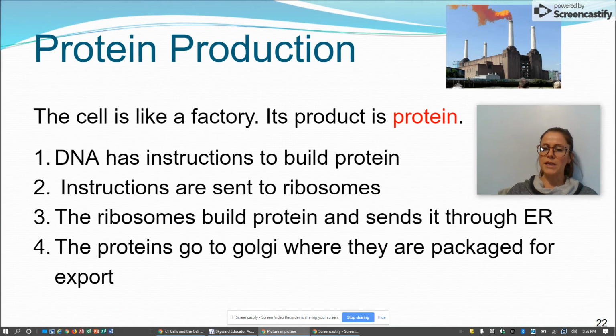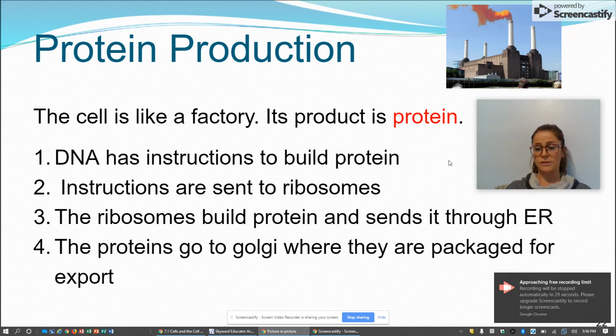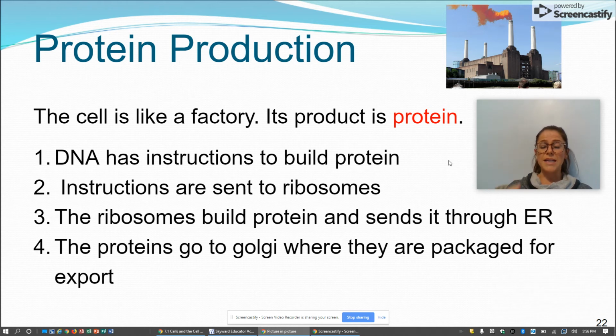Okay, so one big thing that we have to understand, and a reason why we talk about these organelles, is because of the protein production process. The cell is like a factory that produces proteins. Proteins are important because they make enzymes. So our steps, and you do want to write this down: DNA has the instructions. That DNA is then copied and sent to ribosomes, where the ribosomes take the DNA and put it all together and form a long polymer chain.